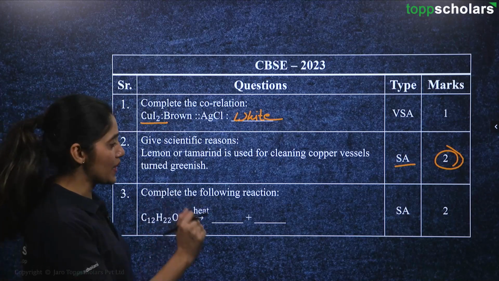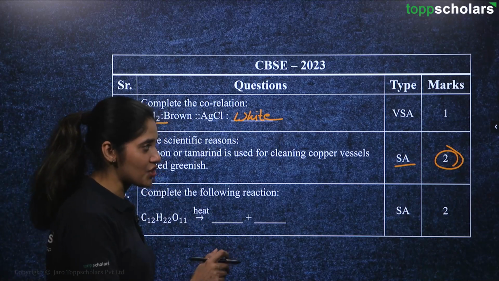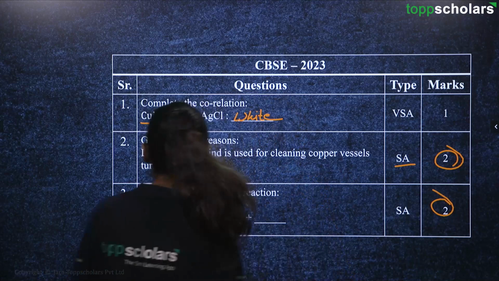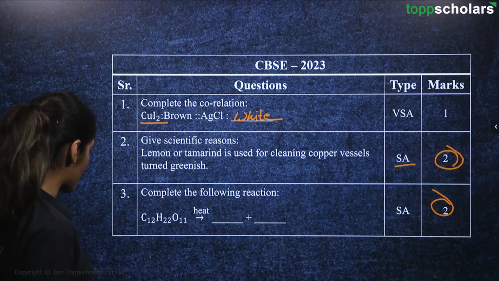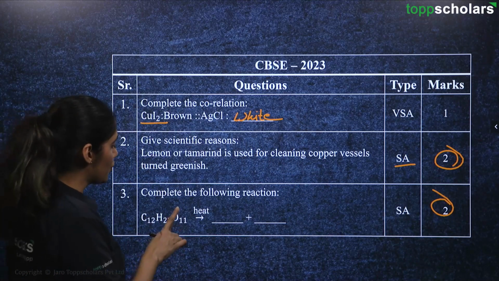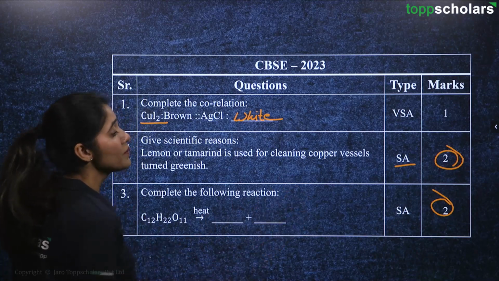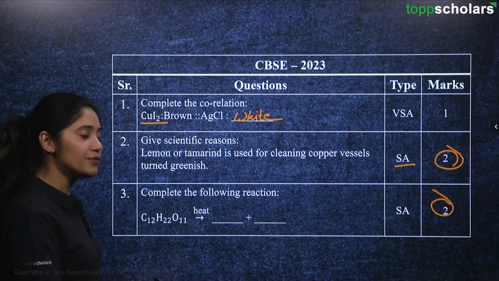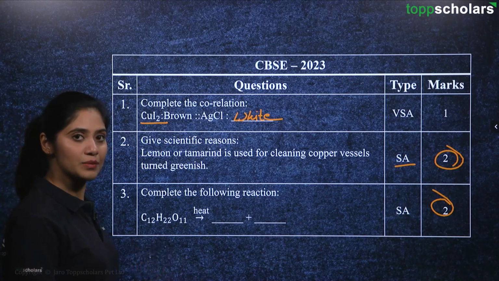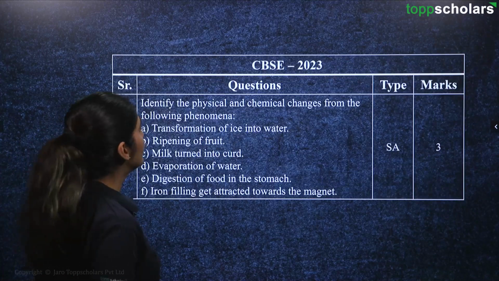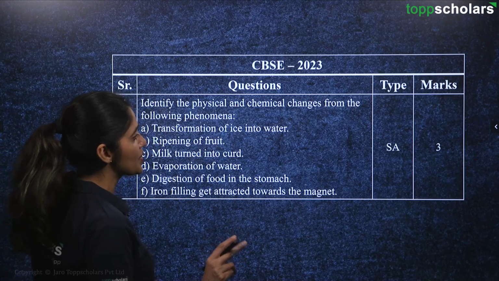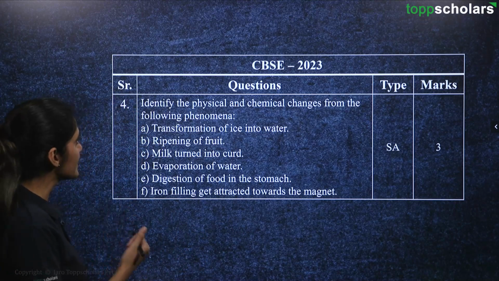Now the next question is a short answer type question carrying 2 marks. Complete the following reaction: C12H22O11 on heating forms what? So again, we will discuss this further in our subsequent slide. Let's move on. So now here again, one more question that is of 3 marks, short answer.